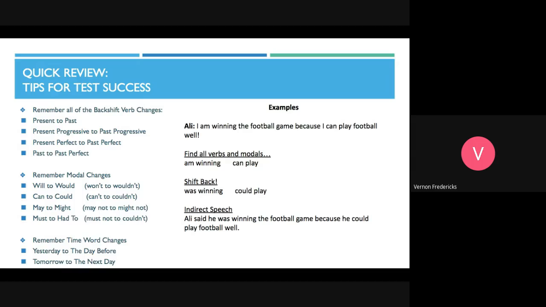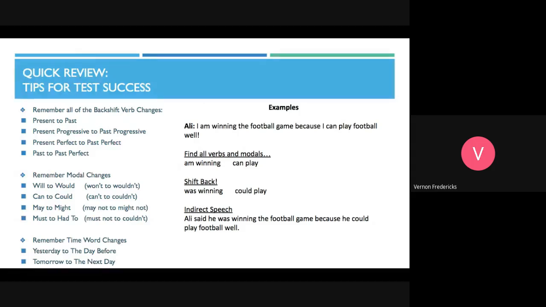Next we have the negatives: won't to wouldn't, can't to couldn't, may not to might not, and must not to couldn't. Remember time word changes: yesterday to the day before, tomorrow to the next day.